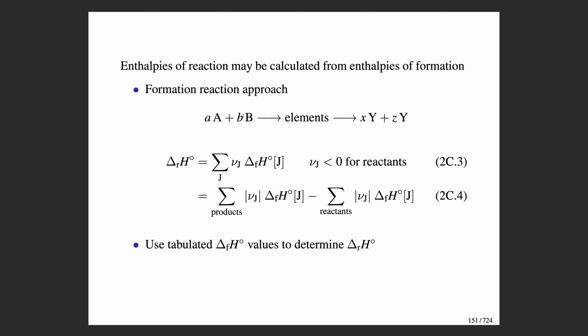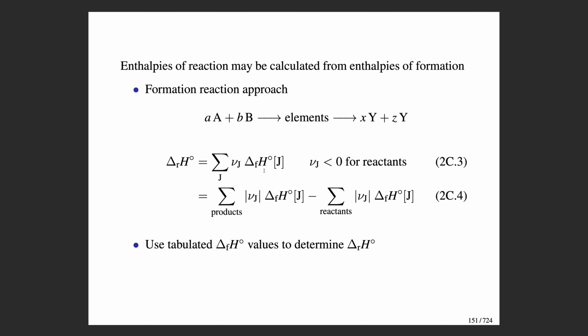So what we do in order to calculate the enthalpy of reaction, we simply add up the enthalpies of formation of each species that appears in the reaction, weighted by its signed stoichiometric coefficient. Okay, and so here's the compact formula for calculating the enthalpy of reaction. You take the signed stoichiometric coefficient, which is minus for reactants, multiply it by the enthalpy of formation for that species, and you add that up over all species.